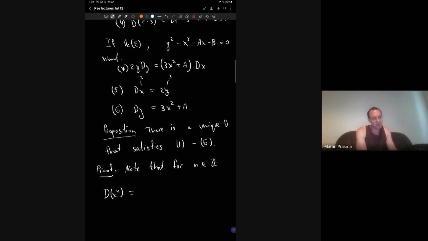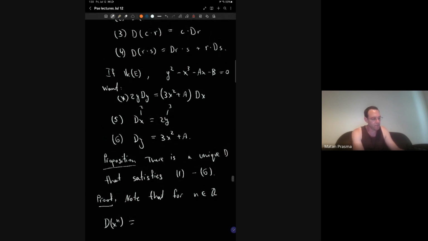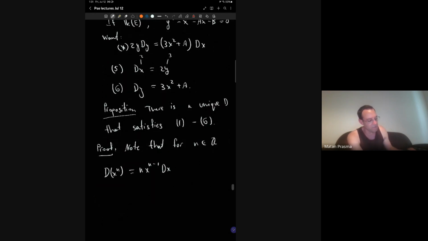If you try to derive x to the n, remember you have the axiom of a product, so you can try to derive x squared. If you derive x squared and you use axiom 4, let me just write what needs to be true, and then I explain a bit. So this is going to be d of x^n, and you can see this by just checking a few simple examples. I mean, you do d of x squared. This is x dx plus x dx, which is 2x dx. So here it's okay.